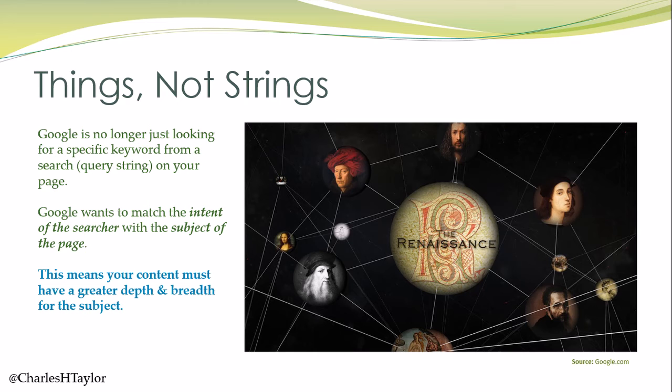For years now, since 2012 and probably a little bit earlier, Google has been saying, focus on things, not strings. What they mean is they don't want us looking just for specific keywords and trying to optimize around a specific keyword. What Google's trying to do is they want to match the intent of the searcher with the subject of the page. So what does this mean for us as site owners? It means our content must have a greater depth and breadth for the subject at hand. And Google's trying to understand what pages are serving that greater depth and breadth.